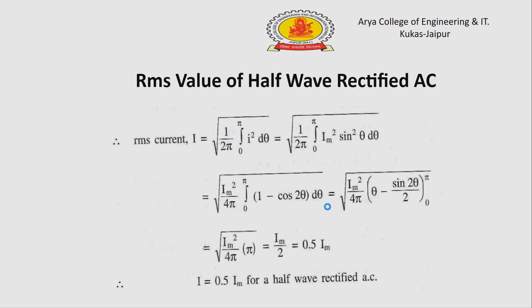Now root of Im square upon 4 pi integral 0 to pi of (1 minus cos 2 theta) d theta equals root of Im square upon 4 pi times (theta minus sin 2 theta upon 2) from 0 to pi. Now root of Im square upon 4 pi times pi, the pi cancels, and Im upon 2 equals 0.5 Im. The RMS value of a half wave rectifier is I equals 0.5 Im.